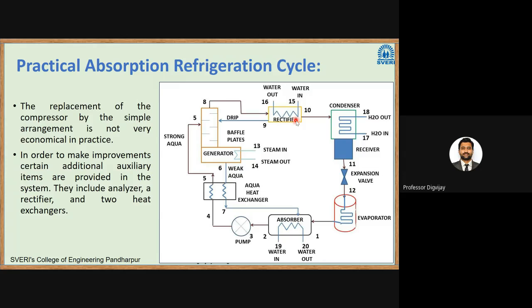I hope you completed drawing this diagram. I will repeat the practical absorption refrigeration cycle again. In this case, we are using three auxiliary extras: the aqua heat exchanger, analyzer, and rectifier. The objective of the analyzer and rectifier is the same, that is, to remove the water particles. The objective of the aqua heat exchanger is to preheat the strong solution and pre-cool the weak solution. In simple words, that will be the explanation.